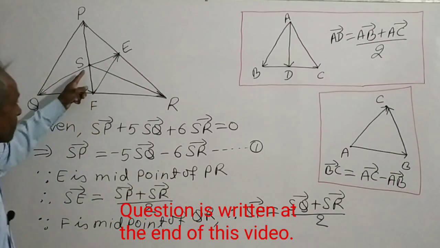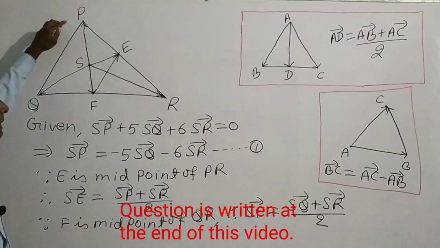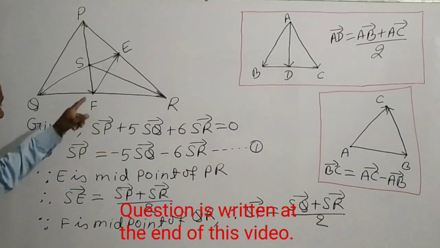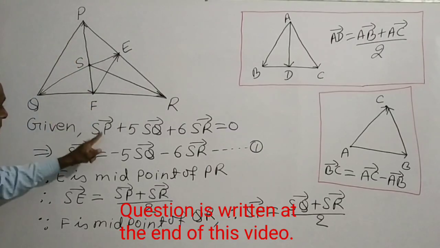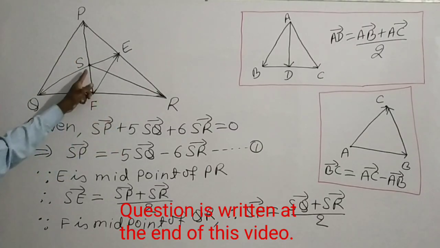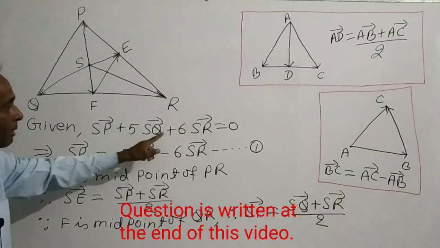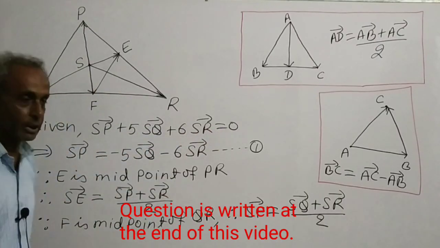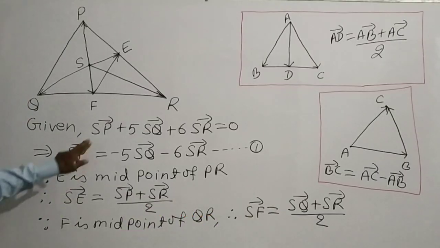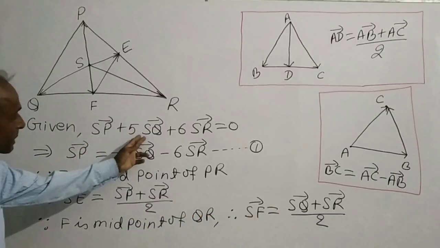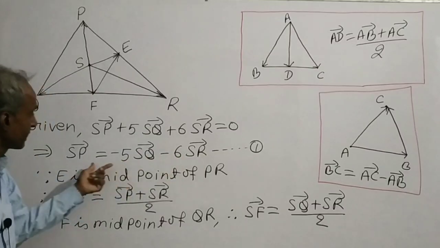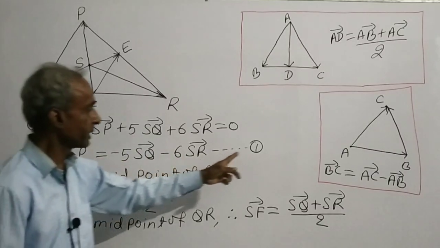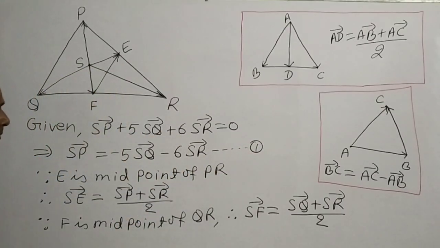S is a point inside a triangle PQR, and it is given in the question that vector SP plus 5 times vector SQ plus 6 times vector SR is equal to 0. Vector SP, if we shift this and this on the right hand side, then we get this result. We suppose this is result number 1.